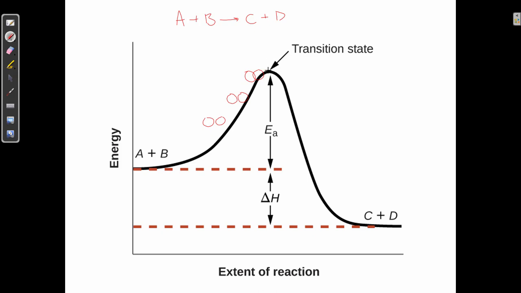And then at that state, that's when we kind of go either one way or the other. At the peak here, we're either going to go back to reactants, where the product bonds will be broken and we'll move back this way, or at the peak, the reactant bonds will be broken and the product will move this way and become product. So let's look at an example of a real reaction here, so we can see real bonds being formed and broken.